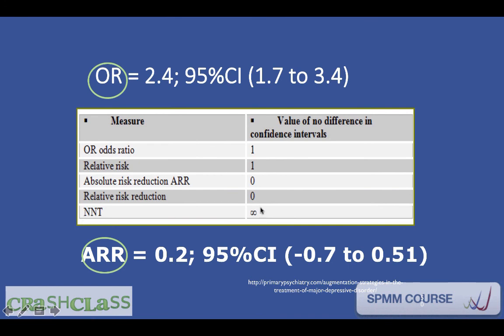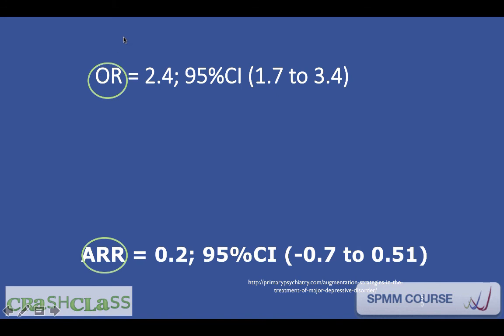NNT is not a reduction itself, but an inverse of a reduction. It's 1 by ARR. So for NNT the value of no difference is 1 by 0. What is 1 by 0? Infinity. So infinity is the value of no difference for NNT. So keep those numbers in mind, whether it's a ratio, a reduction, or NNT. Based on that, you will be using 1 or 0 or infinity. Most commonly you will use either 1 or 0. So for odds ratio, keep value 1 in mind. For ARR, keep value 0 in mind.